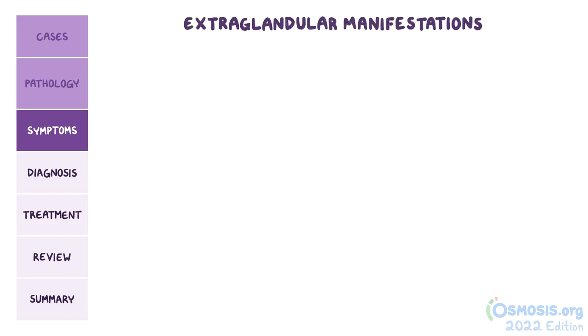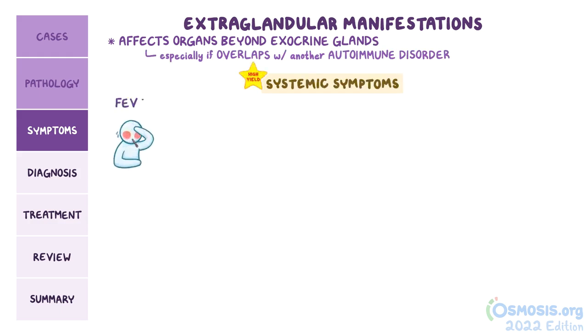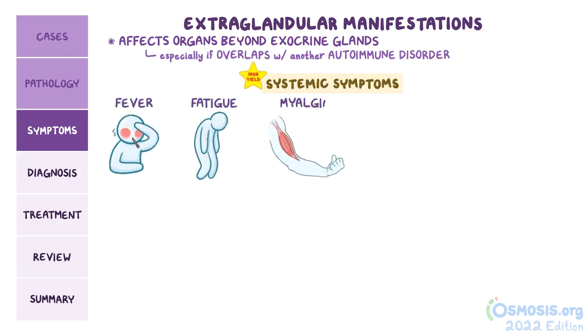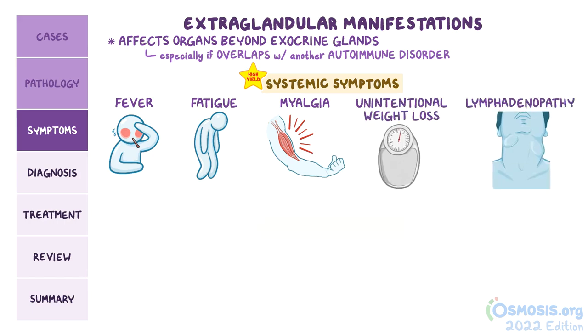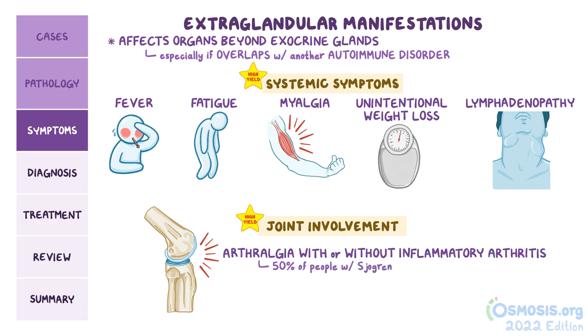Extraglandular manifestations occur when the syndrome affects organs beyond the exocrine glands, especially if it overlaps with another autoimmune disorder. Systemic symptoms can include fever, fatigue, myalgia or muscle pain, unintentional weight loss, and lymphadenopathy. Joint involvement is typically manifested as arthralgia, or joint pain, with or without inflammatory arthritis, and it actually occurs in 50% of people with Sjogren syndrome.